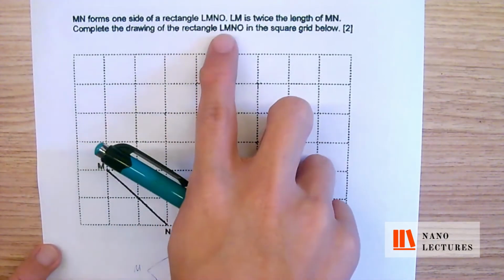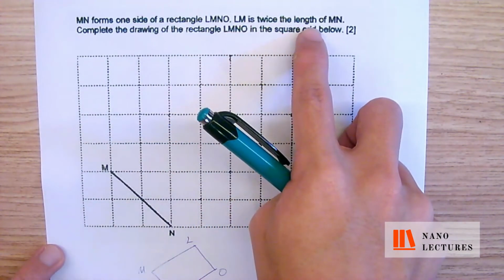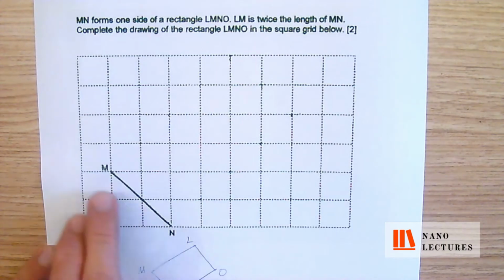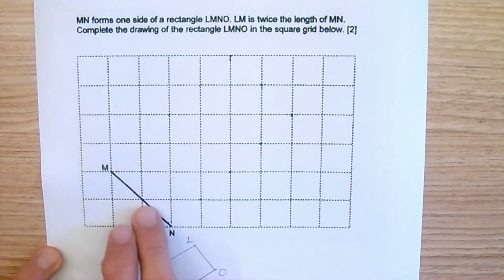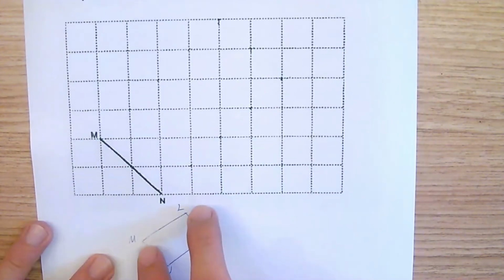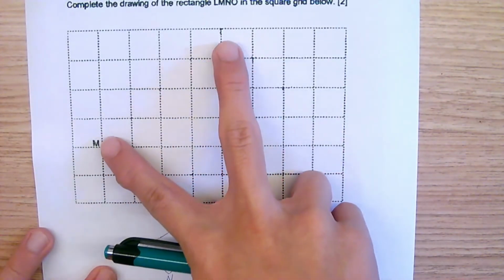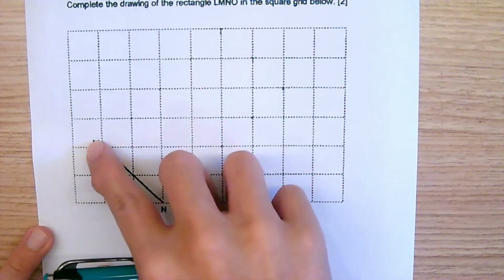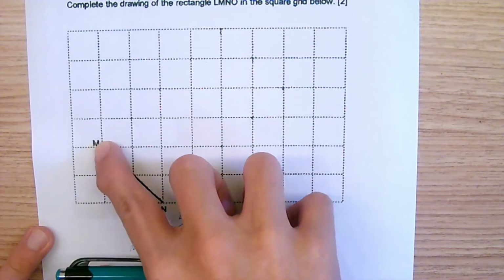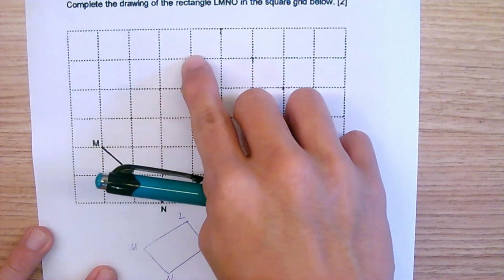Now they say that LM is twice the length of MN. So can we count MN first? MN is how many? It's one diagonal, two diagonal. So it's two diagonal, right? Which means that LM, which is this, should be four diagonals. So we need to count four diagonals. So it's MN, 1, 2, then from M, 1 diagonal, 2 diagonal, 3 diagonal, 4 diagonal.